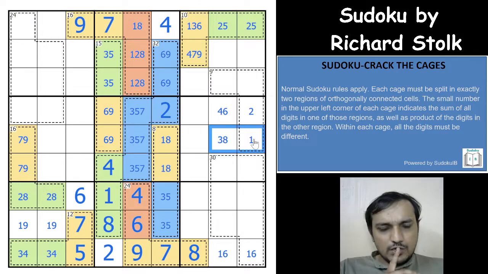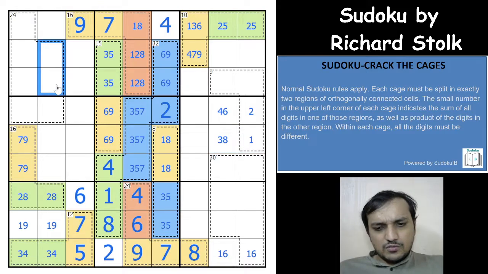Come on, how do I do this? Is there any way to do that? 7 would have to be one of these two cells, okay?